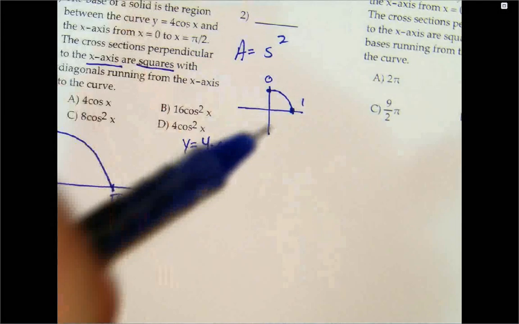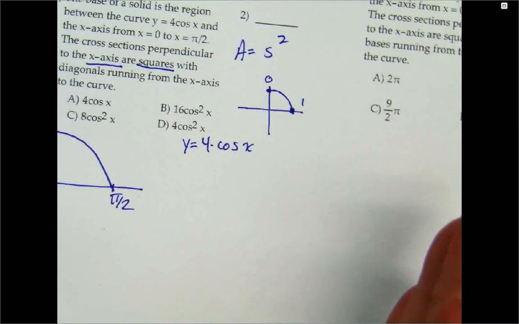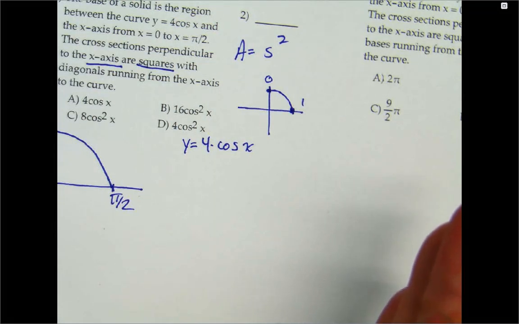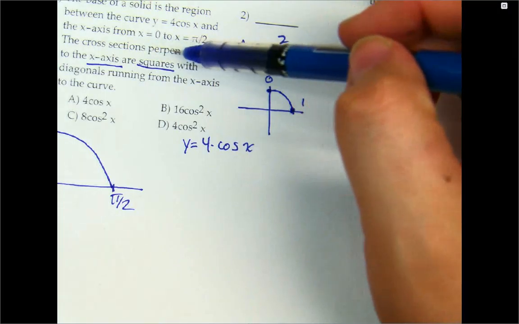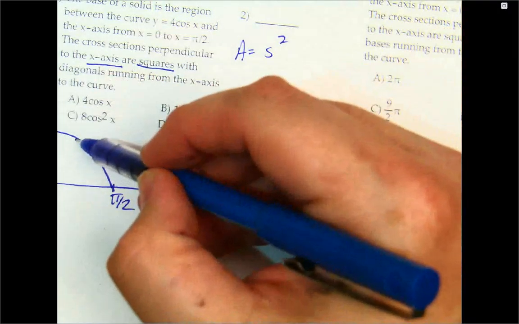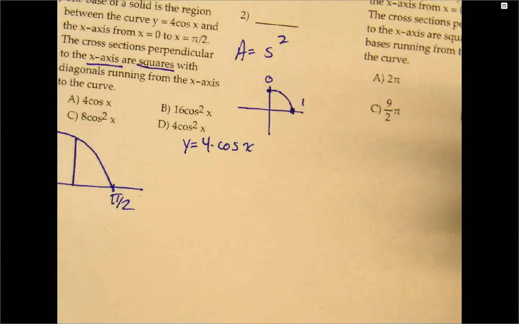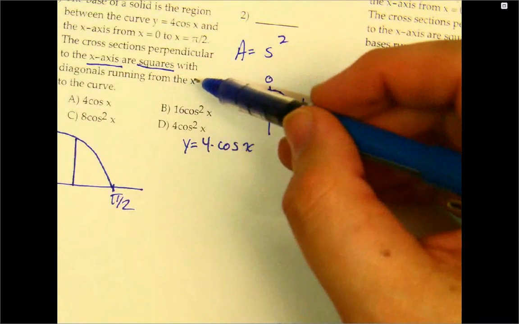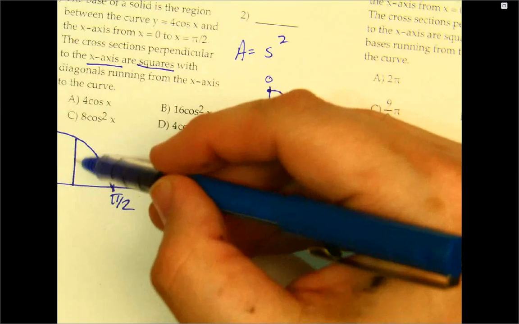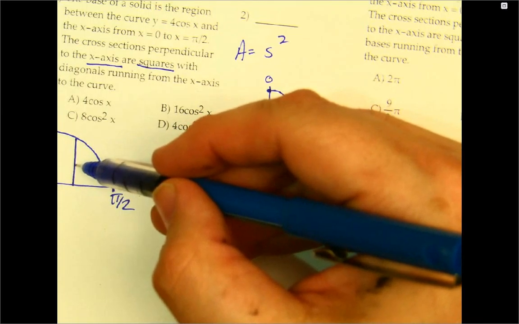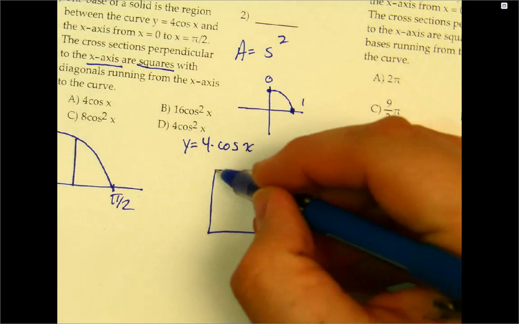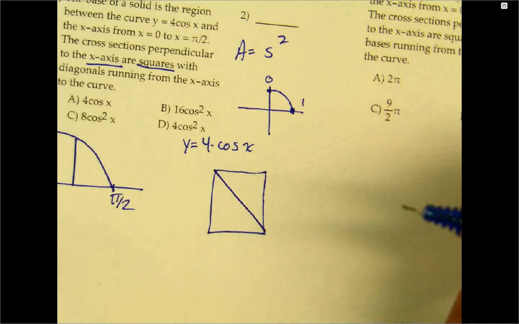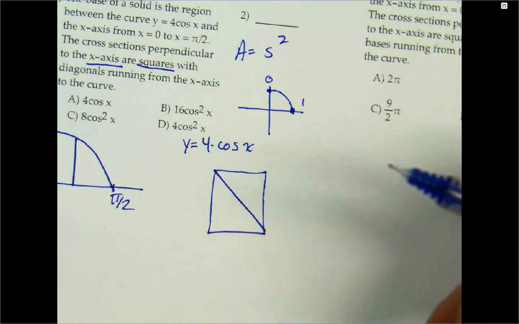Now, we're going to draw squares that are going to come straight up here. So the cross sections perpendicular to the x-axis are squares with diagonals running from the x-axis to the curve. So this isn't actually the side of a square. This is the diagonal of a square. So the square would go from the origin to pi over 2. Is there a 45? Oh yeah, it's absolutely a 45, 45.